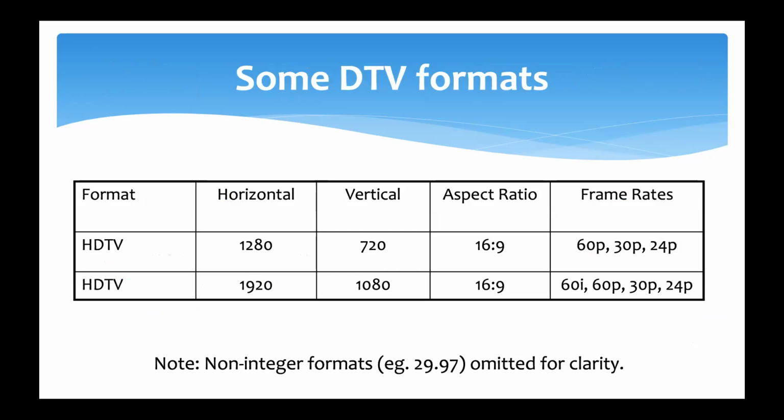Just a quick survey of some of the DTV formats, digital television formats. So we had HD, just to recap this, 1280 by 720. That's the Panasonic. These are all 16 by 9. They come in different frame rates. There's 1920 by 1080, 16 by 9. It comes in more frame rates.